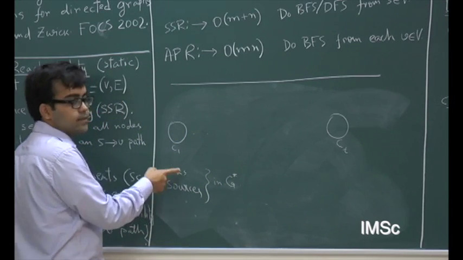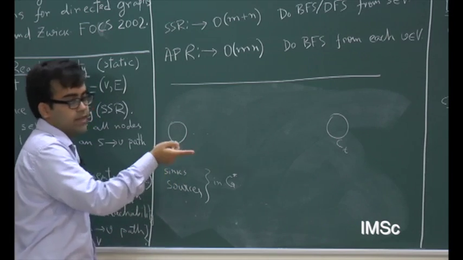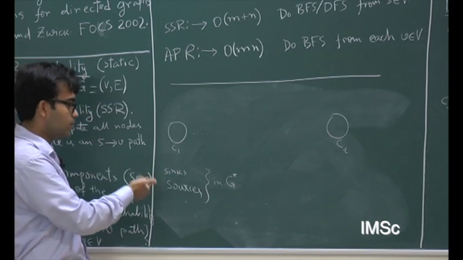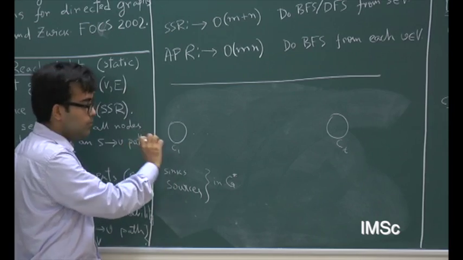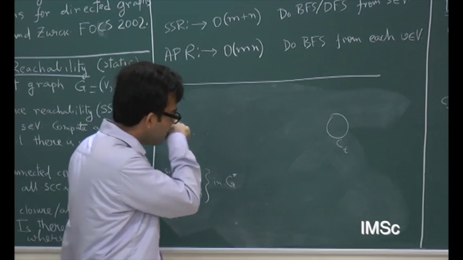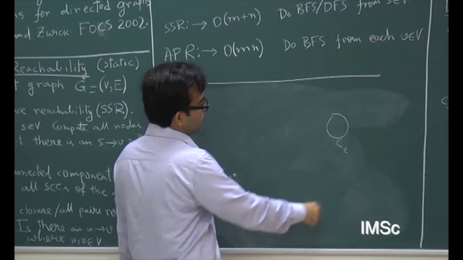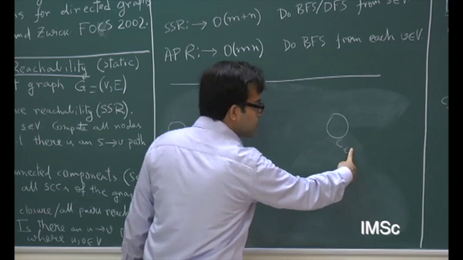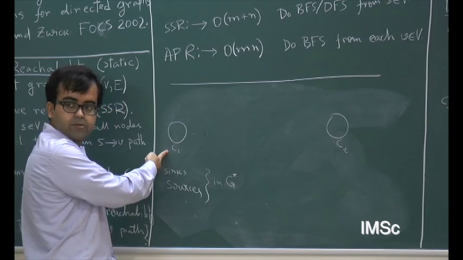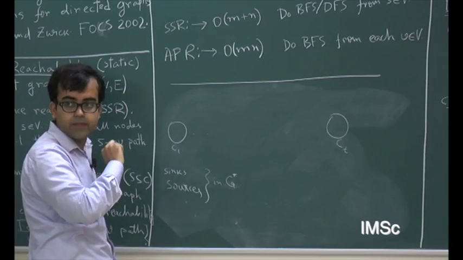What is a sink? A sink is a node that has no outgoing edges in G star. A source is a node that has no incoming edges. Intuitive definition. So the idea is, in this topological order, the last node will definitely be a sink, the first node will definitely be a source, and there can be more sources as well. Okay.